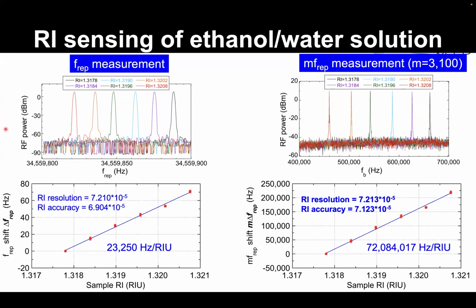Finally, we perform the RI sensing of ethanol water solution with different RI values. The upper graph compares the RI dependent spectral shift between the FREP measurement and the M FREP measurement. What is important is that the ratio of the RI dependent spectral shift to the spectral line width in the M FREP measurement is larger than that in the FREP measurement. The lower graph shows the resulting relationship between the sample RI and the delta FREP in the FREP measurement and the M FREP measurement. Here, the RI sensitivity is given by this slope coefficient. From the comparison between them, the RI sensitivity was enhanced by 3100.